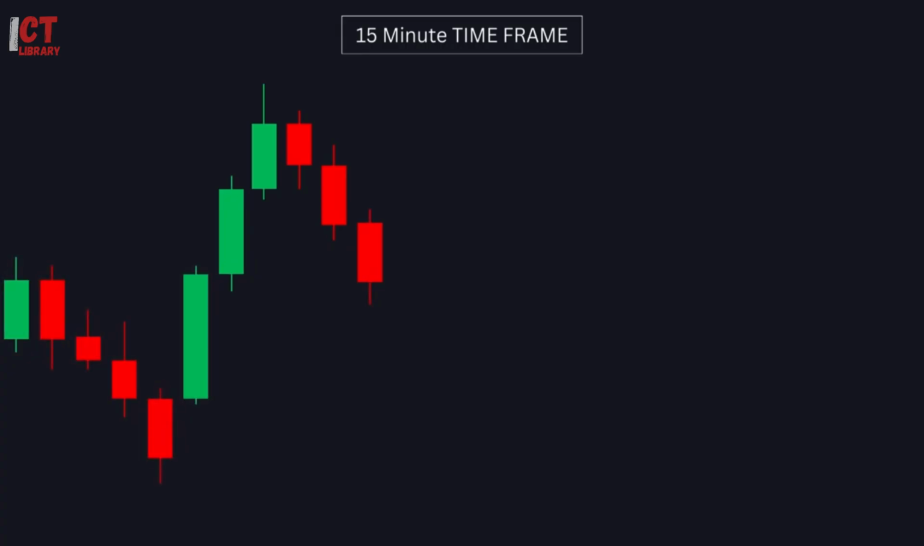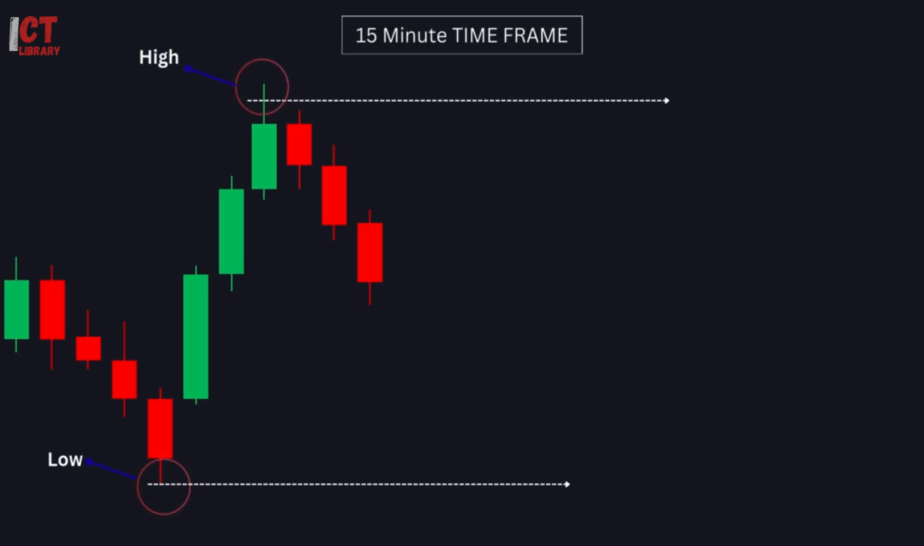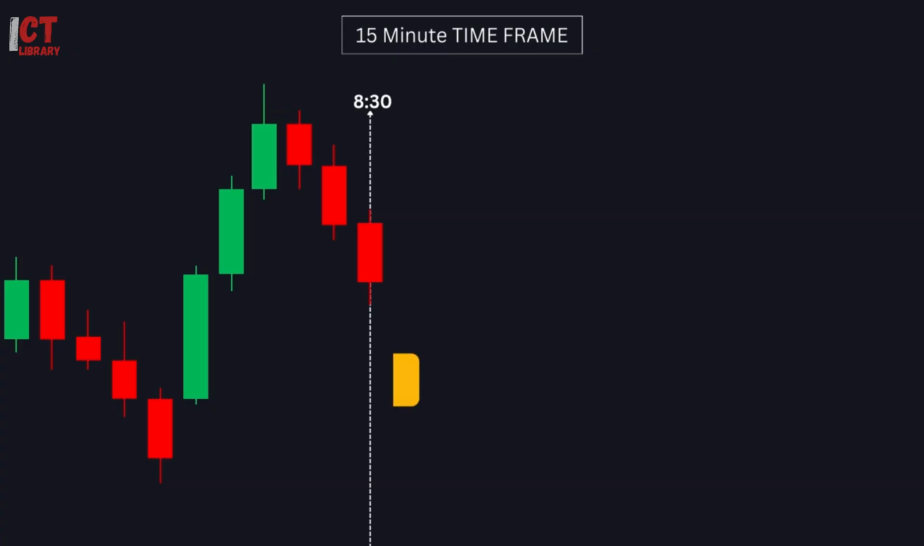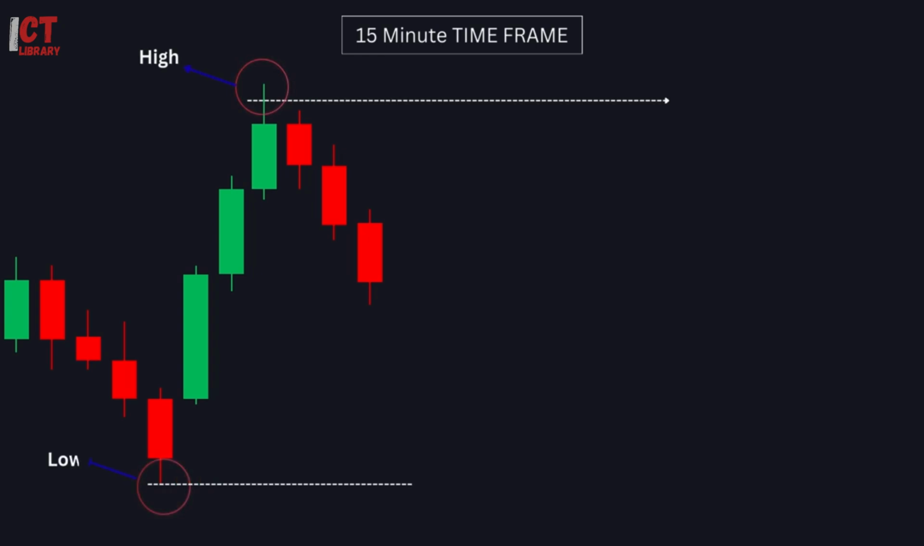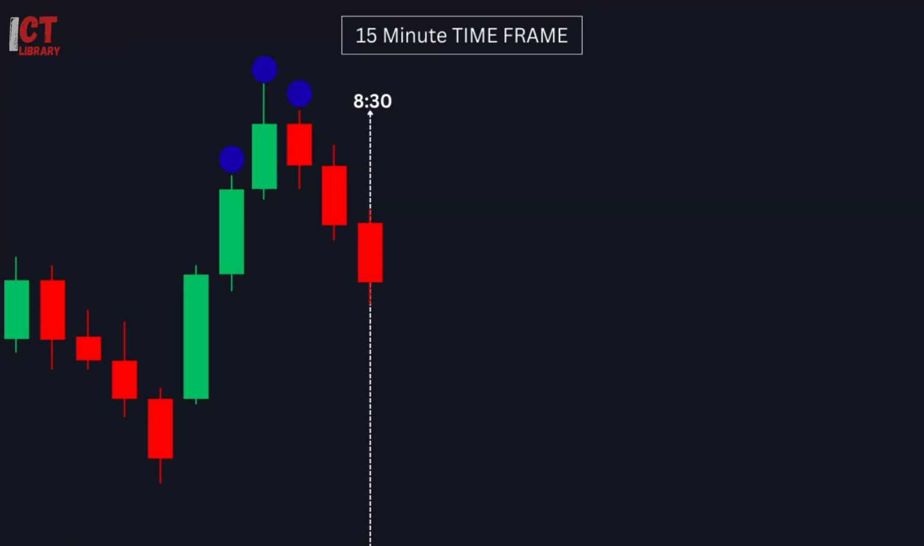Now at 8:30, what exactly should you be looking for? Before 8:30 arrives, I want you to identify the high here, and also identify the low right here. In other words, prior to 8:30, meaning everything to the left of that time marker on the 15-minute chart, you must locate the most obvious and significant swing high and swing low. A swing high is defined very simply. It is a candle that has a lower high to the left of it, and also a lower high to the right of it. This creates a three-candle formation.